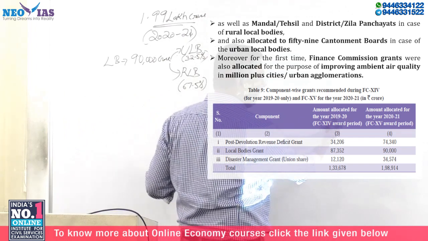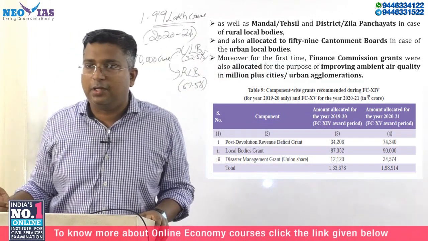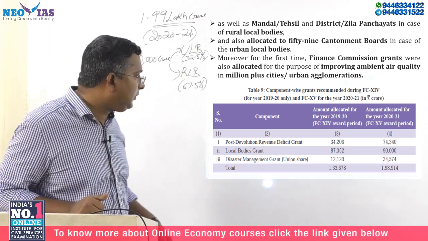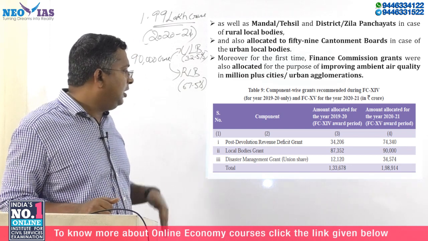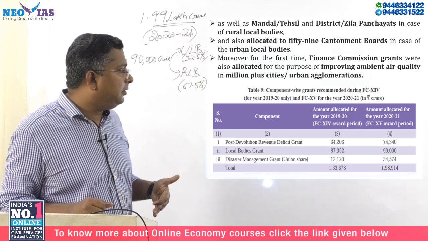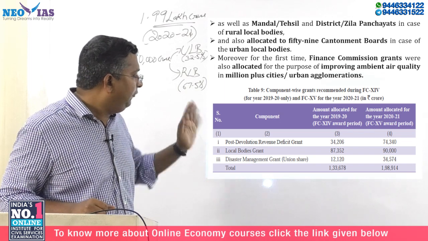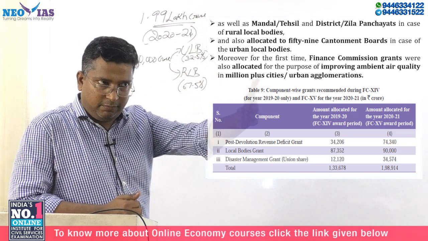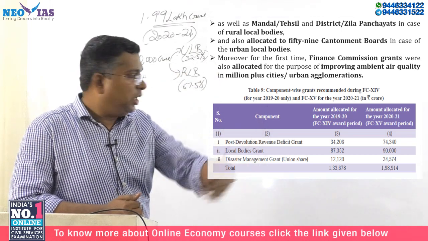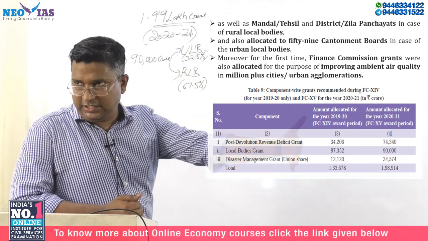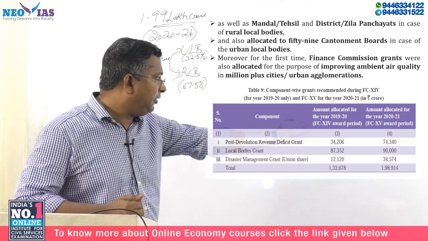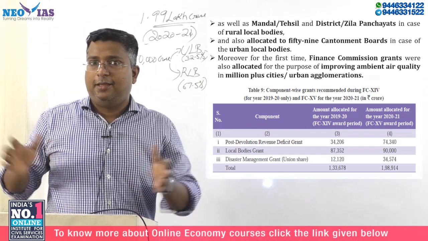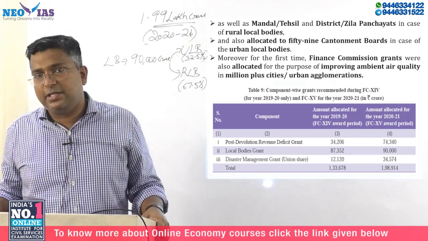Comparing 2 years, 2020 and 2021. 2020 is the 14th Finance Commission, 2021 is the 15th Finance Commission. So which one is getting the highest? Local bodies grant, followed by revenue deficit grant, followed by disaster management grant. A trend. Maximum, highest share is going to local bodies, then revenue deficit grant, and see 74,000 to revenue deficit grant. I'm talking about all the states. And finally, disaster management grant for disaster management.